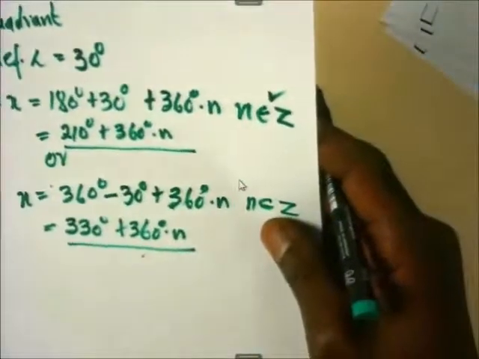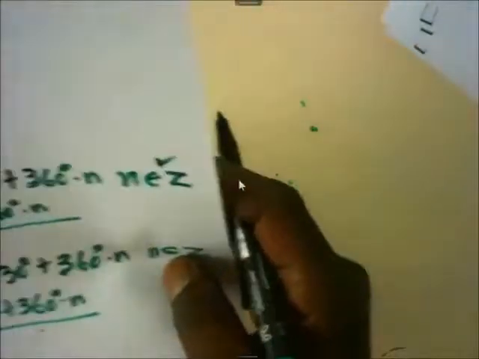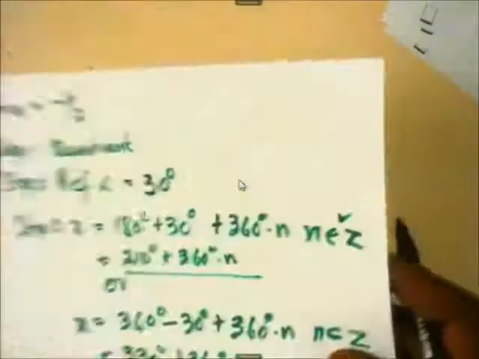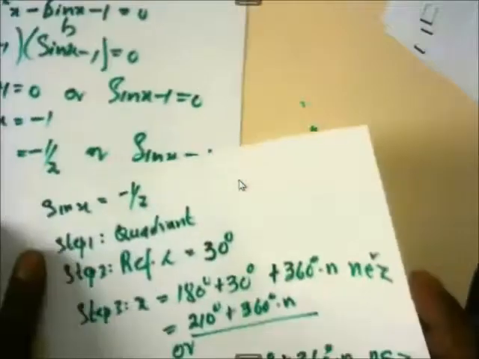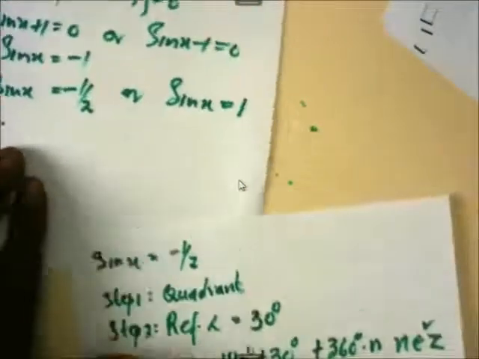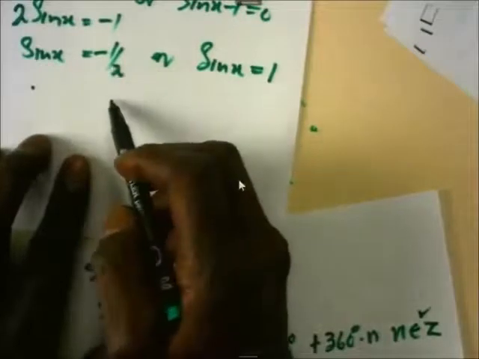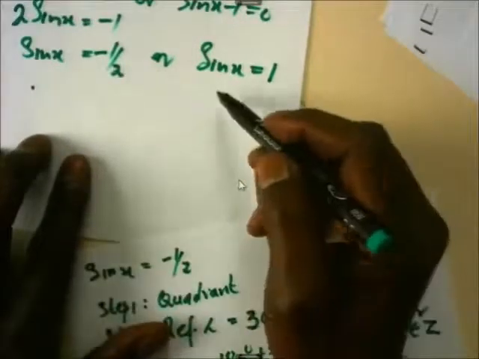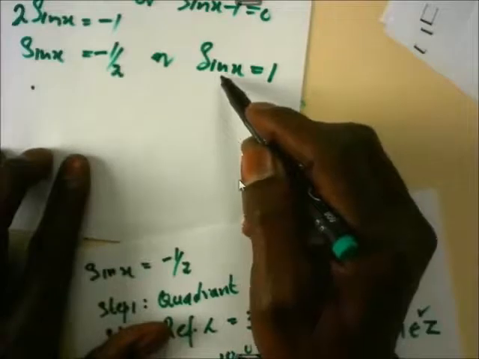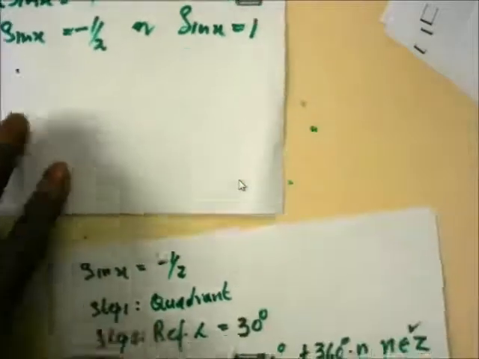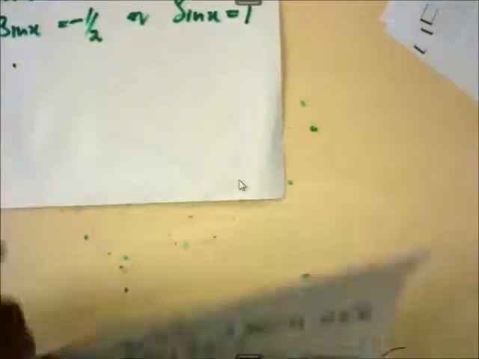We ended up, I think, solving only one part. Yes, I think our problem was we had the solution for sine x is equal to -1/2, but we did not have the general solution for sine x is equal to 1. Right, let's go for it.